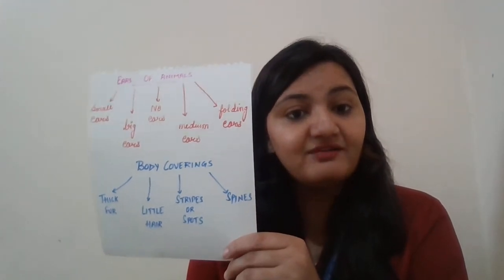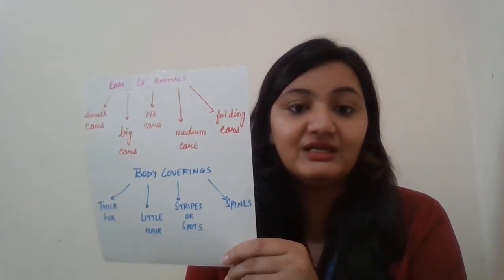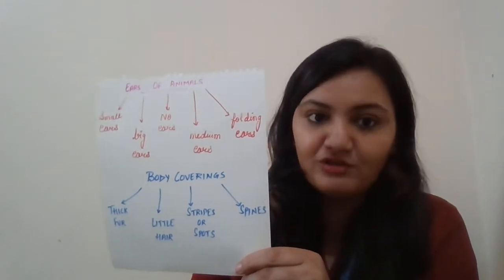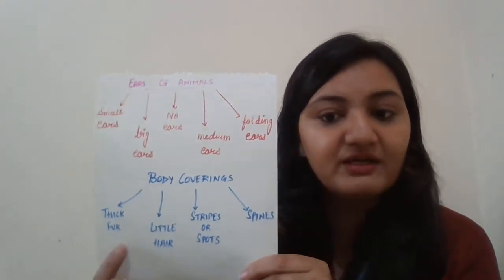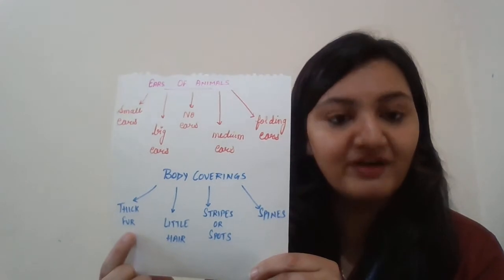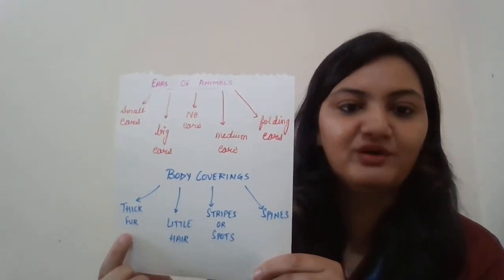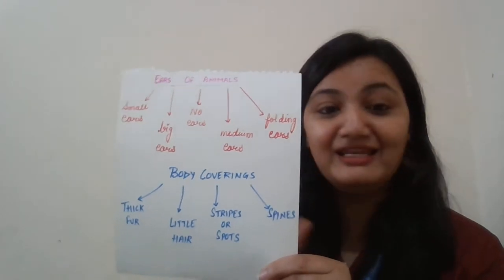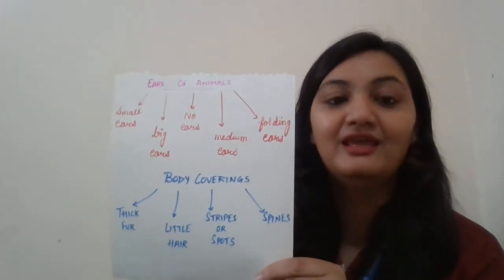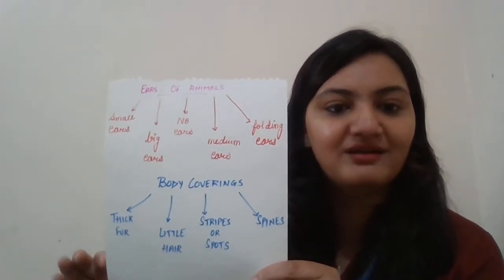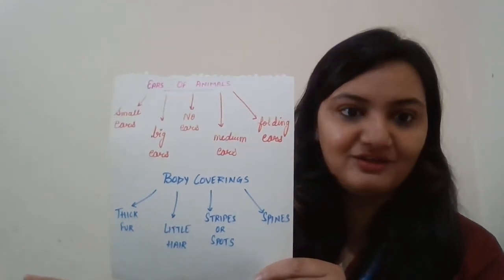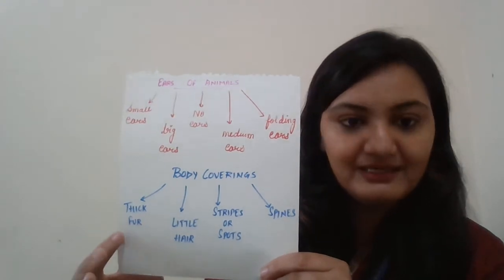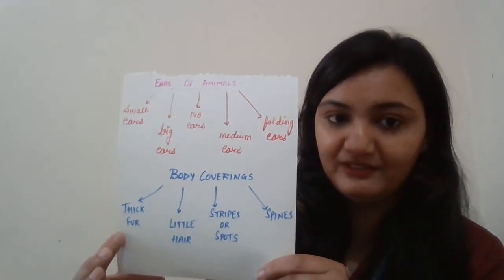Then there are body coverings, which are very important again because animals do not wear clothes. Their body covering helps them protect themselves from heat, from cold, and sometimes from external pain also, right? Number one is thick fur. The best example of thick fur is the polar bear. He is not wearing any jacket or sweater, and he is able to enjoy the cold winter in the colder regions of the earth, because this thick fur traps heat in his body, right?